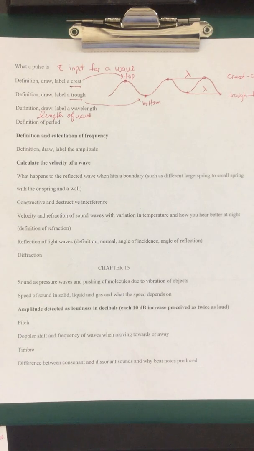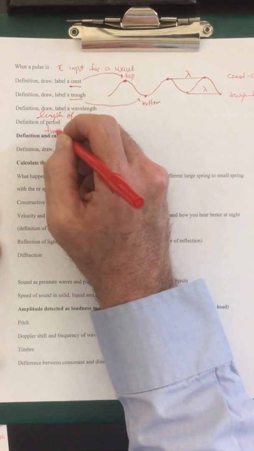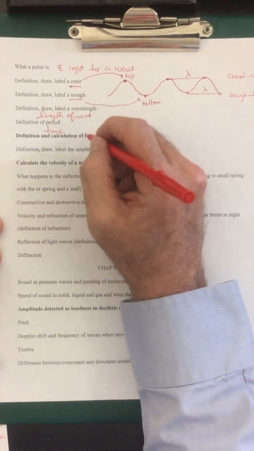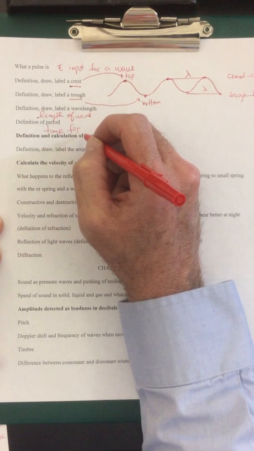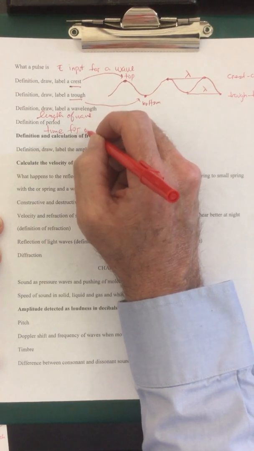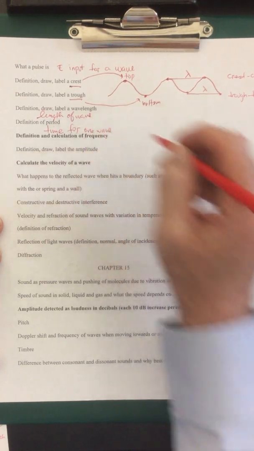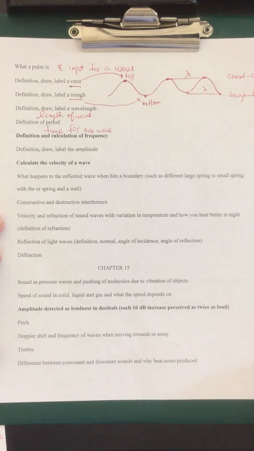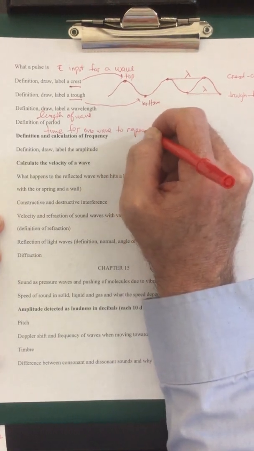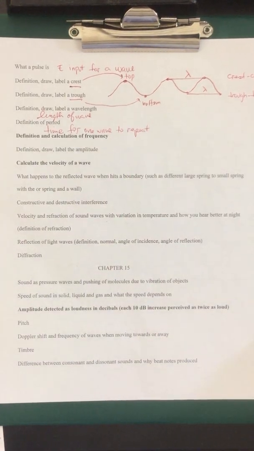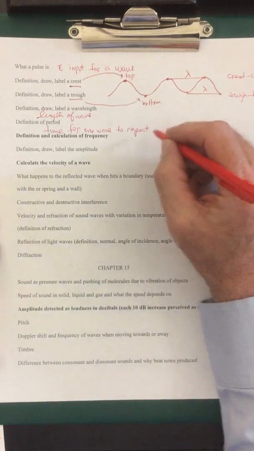Definition of a period: it is the time for one wave to repeat itself, and it is measured in seconds.